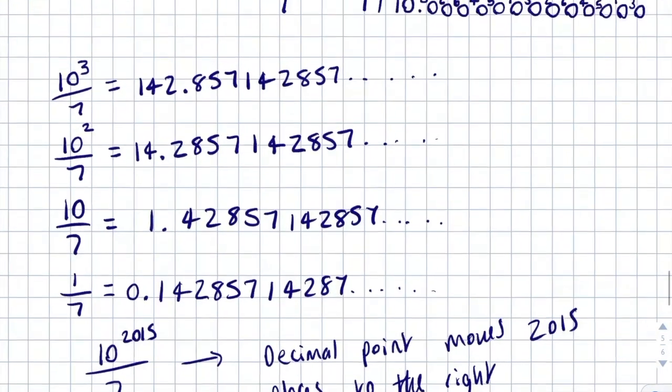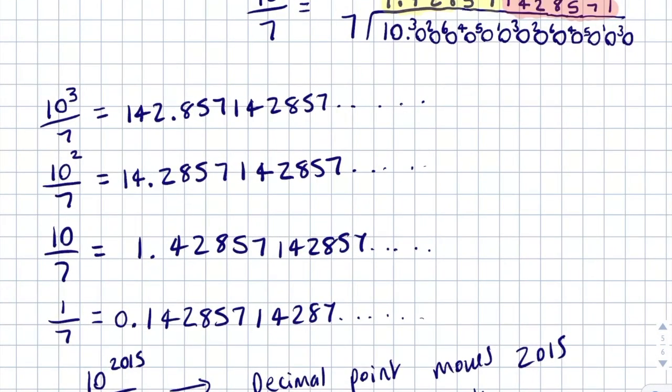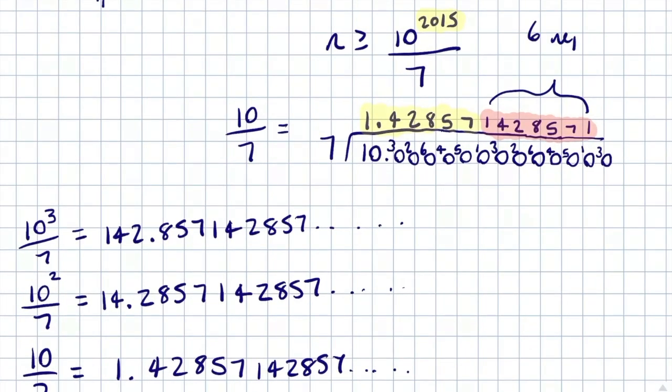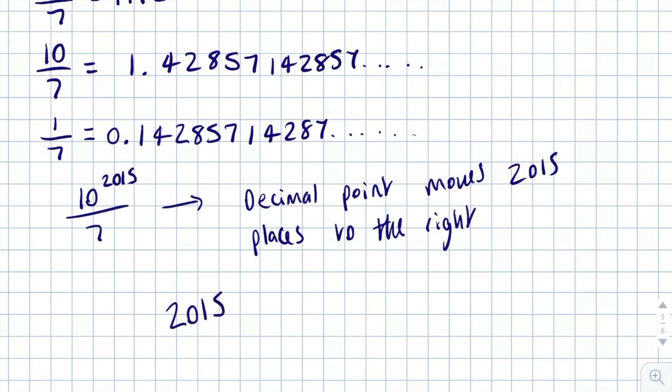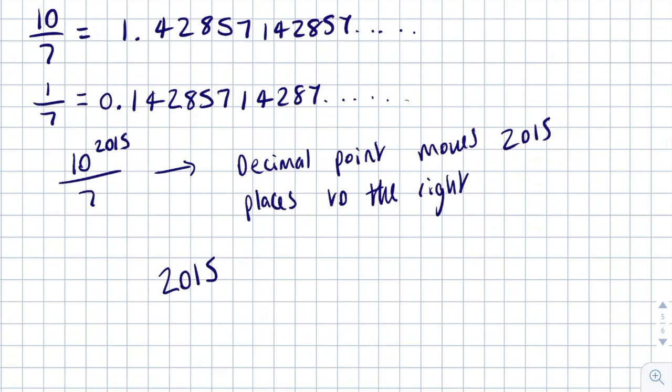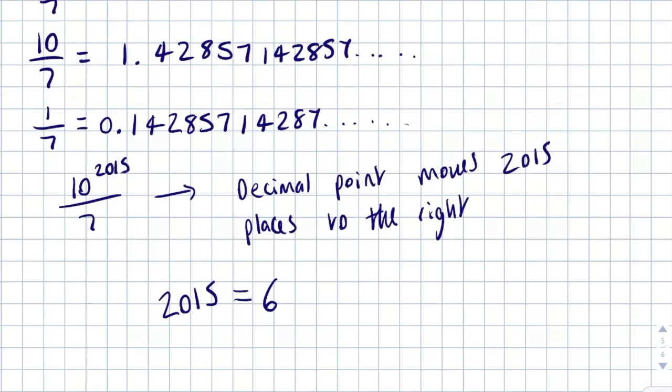Well, I set up here when I was working out what 10 divided by 7 is, that we've got 6 repeated digits, which is the 142857. So what that means is for the number 2015, we're going to have to work out how many 6-digit multiples we have until we get to the units column of n. So we can sort of write this as an equation.